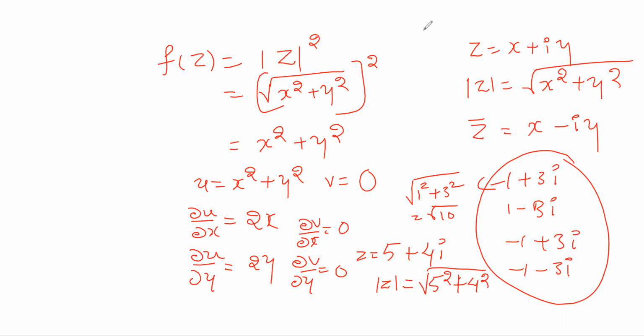That indicates that the modulus of the function is not analytic. One more function, the complex conjugate. Just take f of z equals z bar. Now tell me if the function is analytic or not. f of z equals z bar.